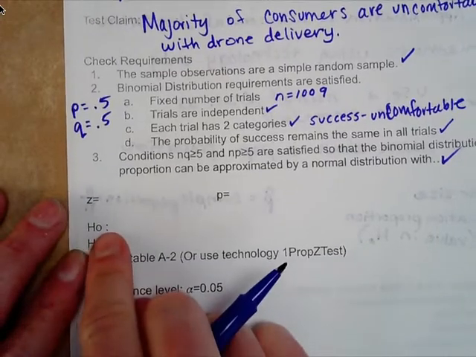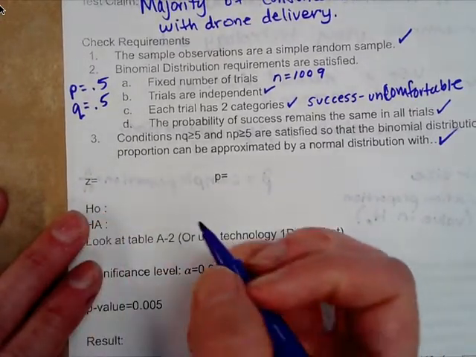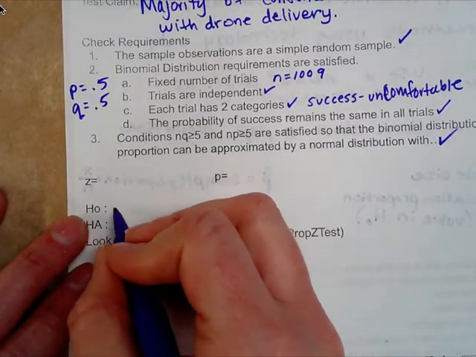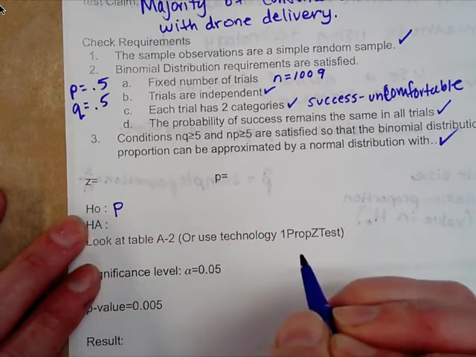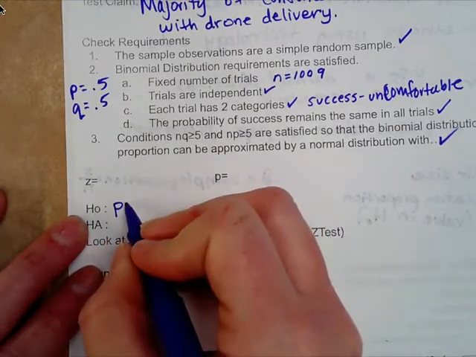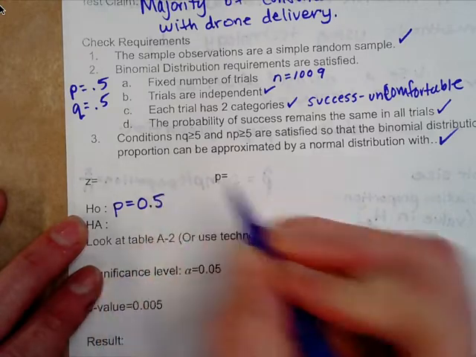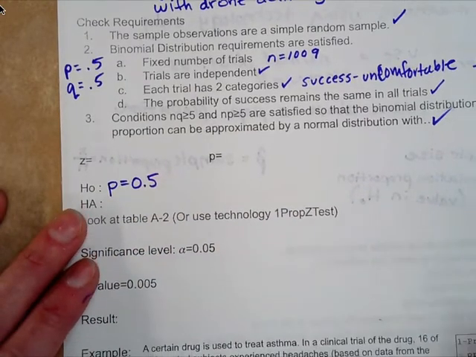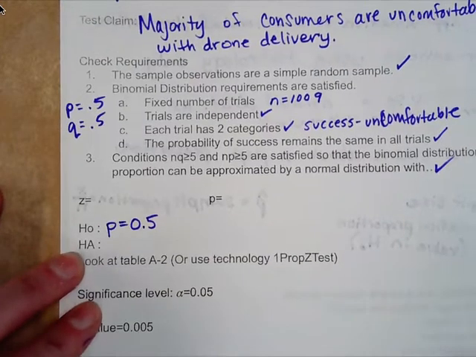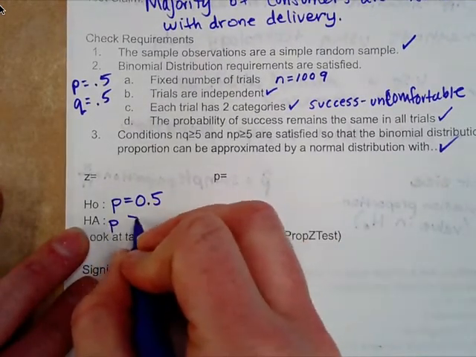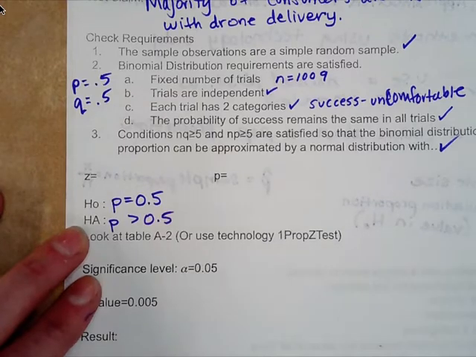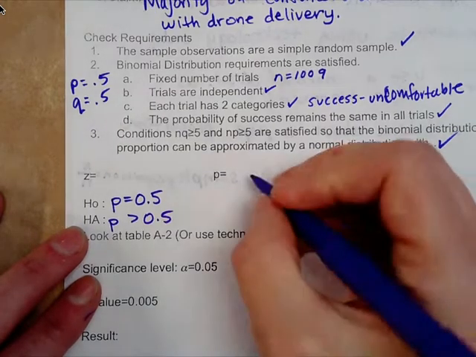So let's go ahead and write our null hypothesis. This one is the equal. Whenever you do your null, you write whatever it equals. So 0.5. And our alternative hypothesis is what we're testing. Majority means P is greater than 0.5. Oh, P here is 0.5.